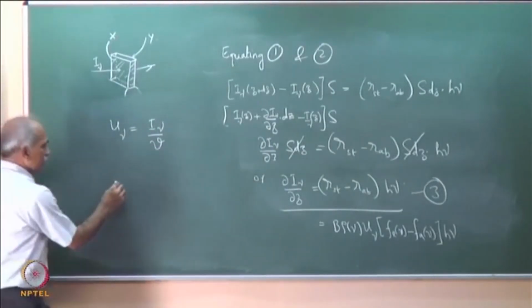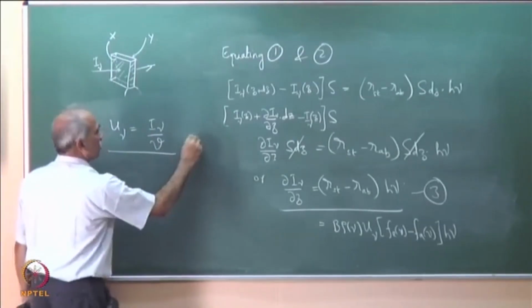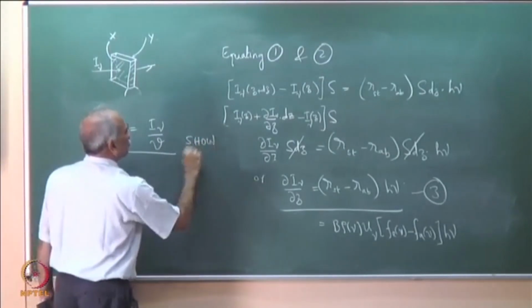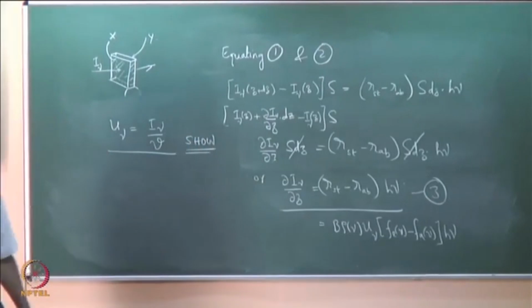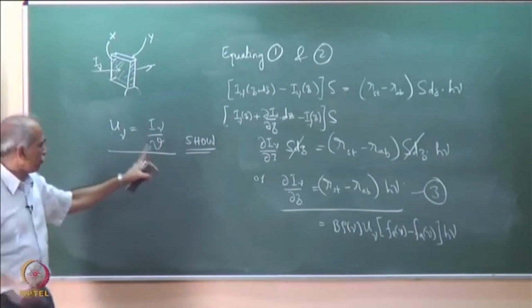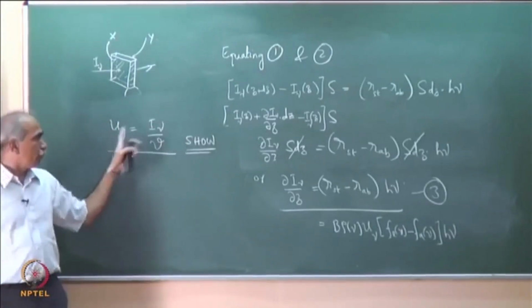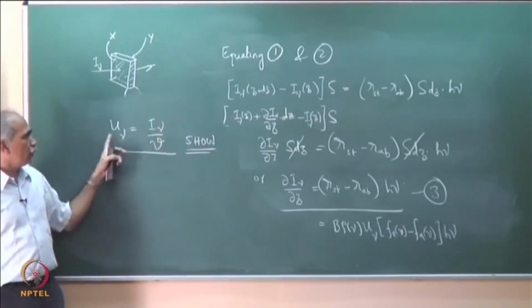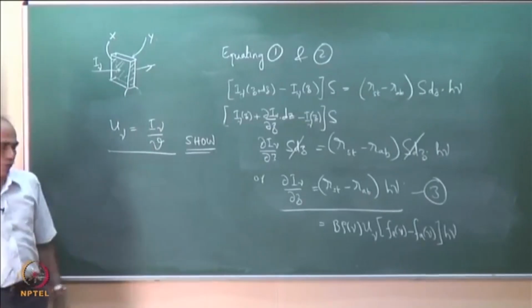You can show this, let me write this to show that U nu is equal to I nu by V. Just use the basic fundamental definitions of U nu and I nu and show that U nu is equal to I nu by V.